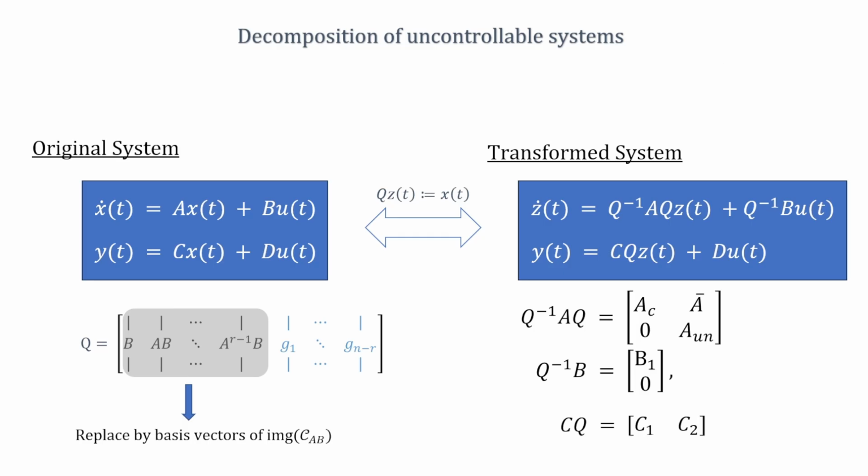So remember, in the case of uncontrollable systems, we had seen this idea that if I take a Q matrix where the first r vectors are basis vectors of the image of the controllability matrix, and then we populate the matrix with new vectors such that Q is an invertible matrix, then Q inverse AQ came out to be in this nice form. And from this form, we could tell about the controllable eigenvalues and the uncontrollable eigenvalues of the system. This was what was known as the controllability canonical form. A similar thing can be done for the unobservable case also, and we will look into that now.